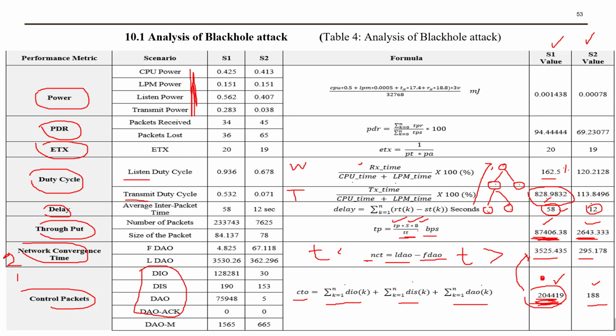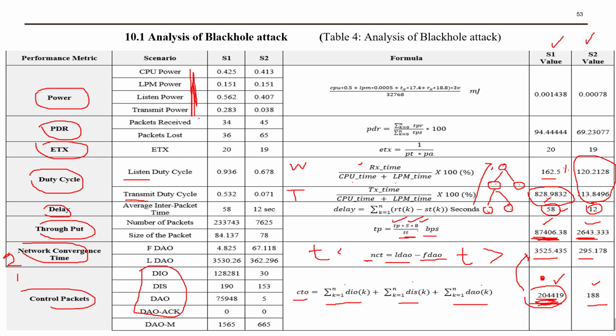But if you see the second scenario, here it is almost the same: 120, 113. The transmit power and the listen power are almost the same. So it is not taking too much time for listen or transmit. Almost it is equal. So this is the duty cycle.